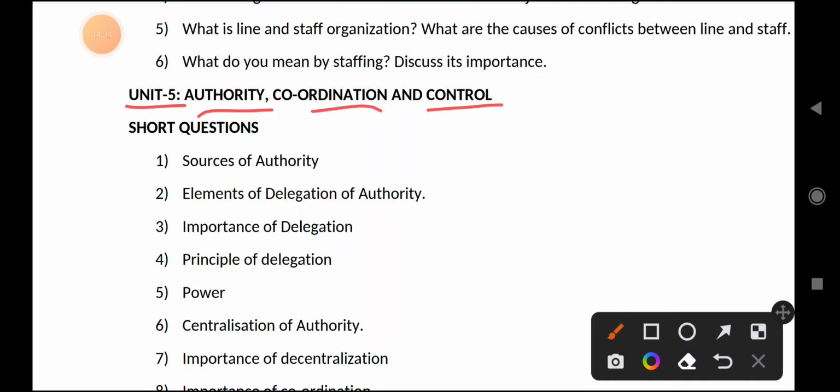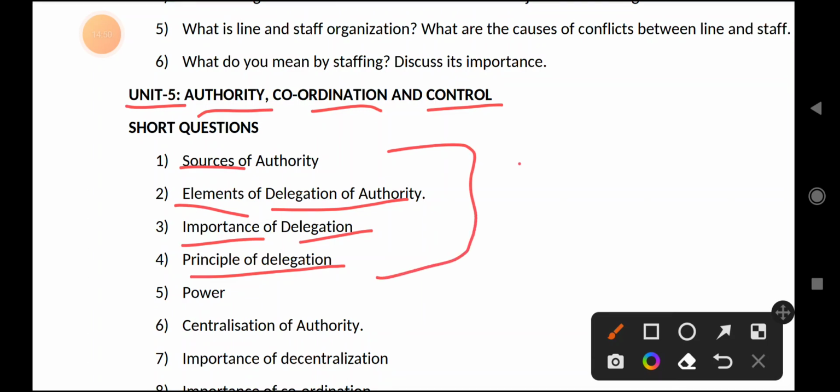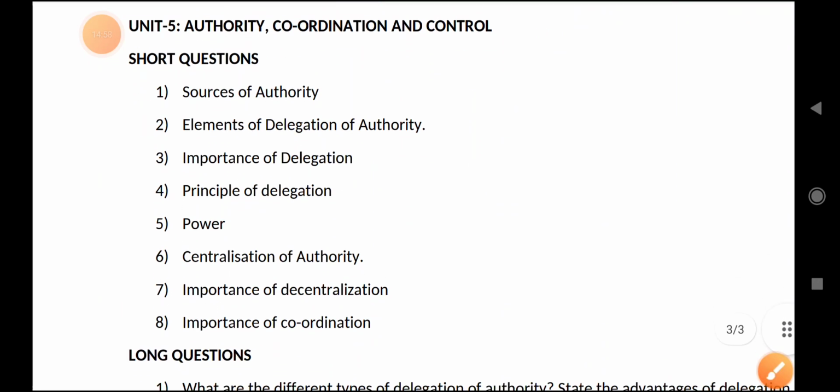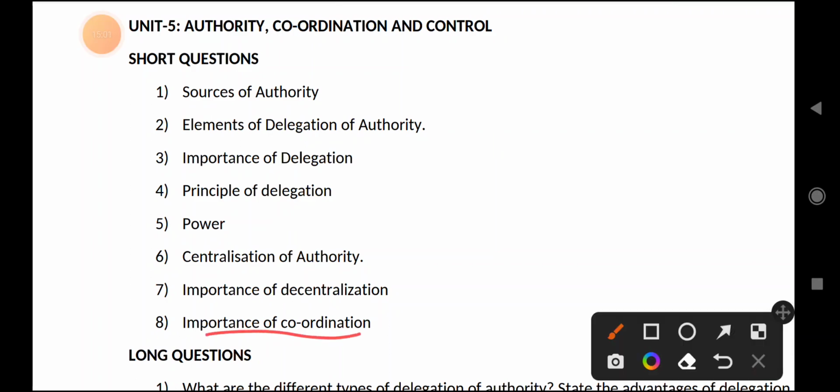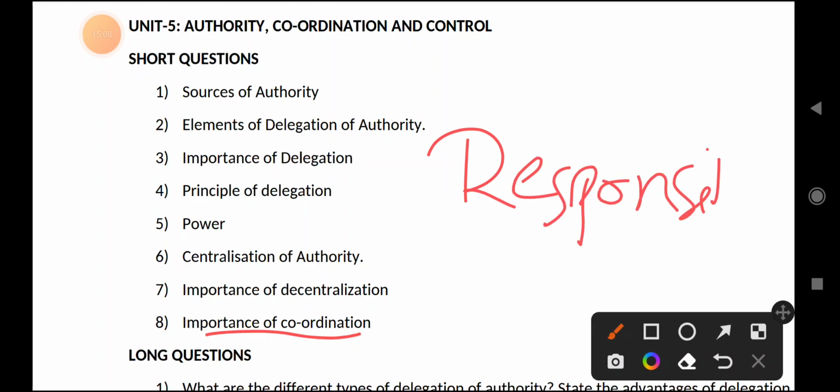Under that, chapter 1 authority, chapter 2 coordination and control. So first authority: sources of authority, elements and delegation of authority, importance of delegation, principles of delegation. See, these are very important ones for short questions. Power, centralization of authority, importance of decentralization, importance of coordination. These are some important questions, and sometimes they ask responsibility. ओके रेस्पॉन्सिबिलिटी भी पूछते हैं एज ए शॉर्ट क्वेश्चन, पढ़ के जाना.